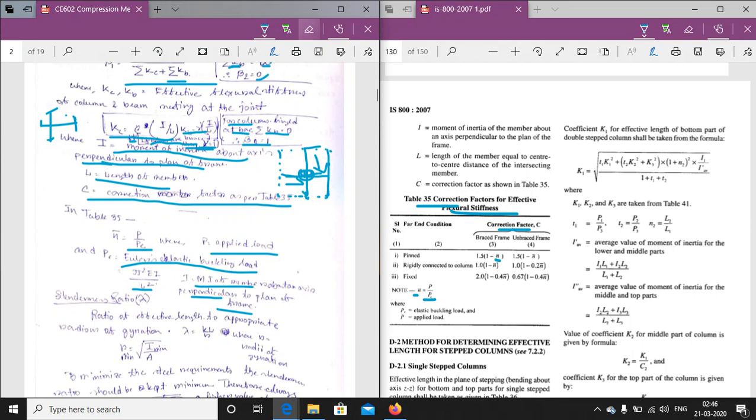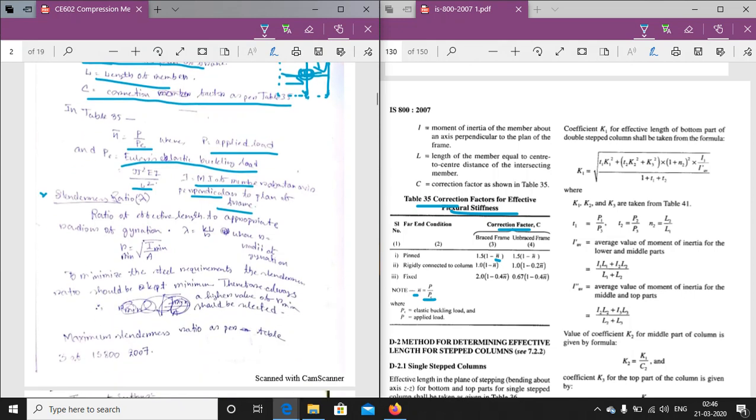Then comes the second important factor, that is the slenderness ratio. What is the slenderness ratio? Ratio of the effective length to the appropriate radius of gyration. Now, why is it the appropriate radius of gyration? Because the minimum radius of gyration is always selected to minimize the steel requirement.